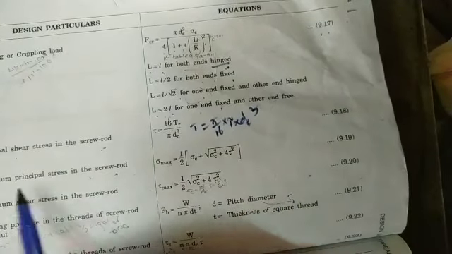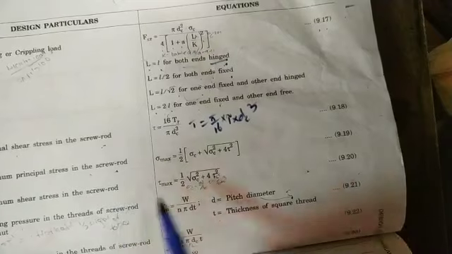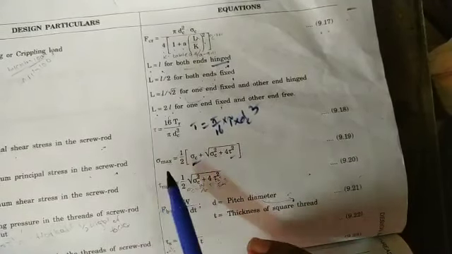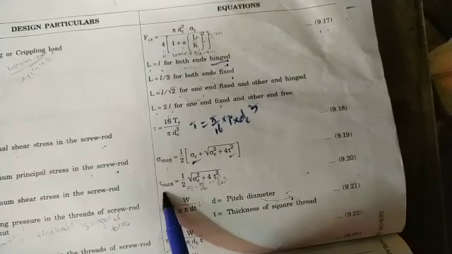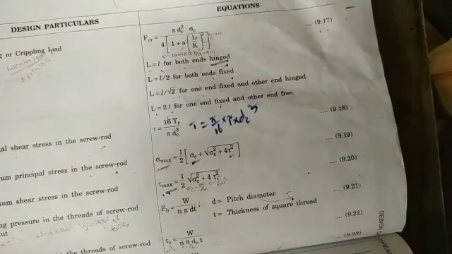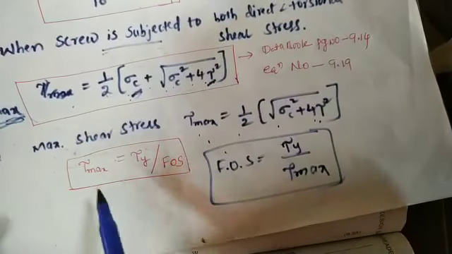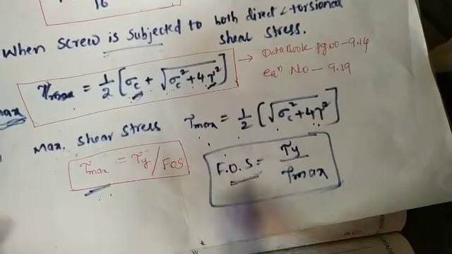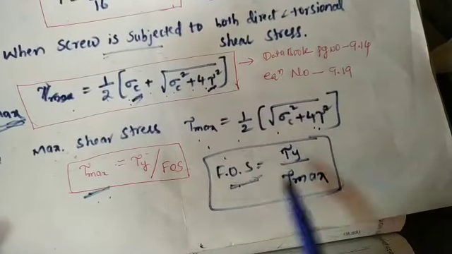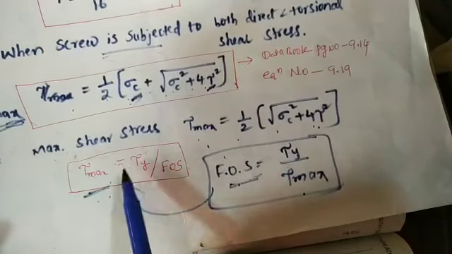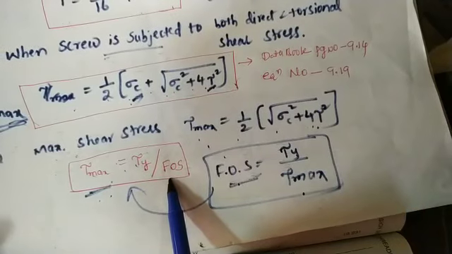Then the maximum principal stress in the screw rods, in case of the combination of sigma c and tau. Please use this formula. So maximum shear stress calculation, then maximum principal stress calculation. The next one is also a very important formula: for calculation of factor of safety, factor of safety equals tau y by tau maximum. So tau maximum equals tau y by factor of safety.